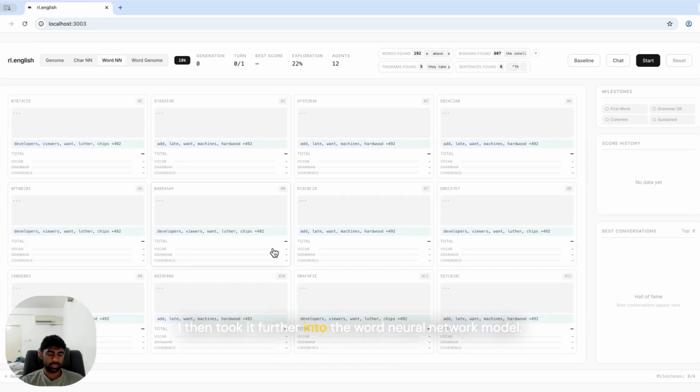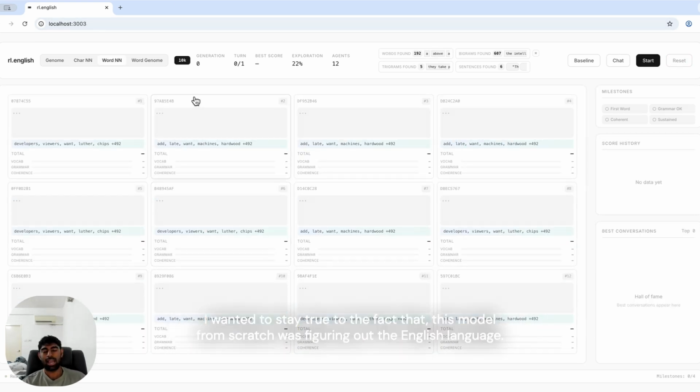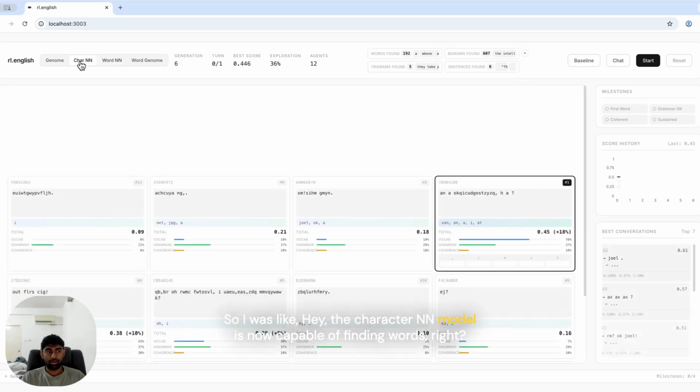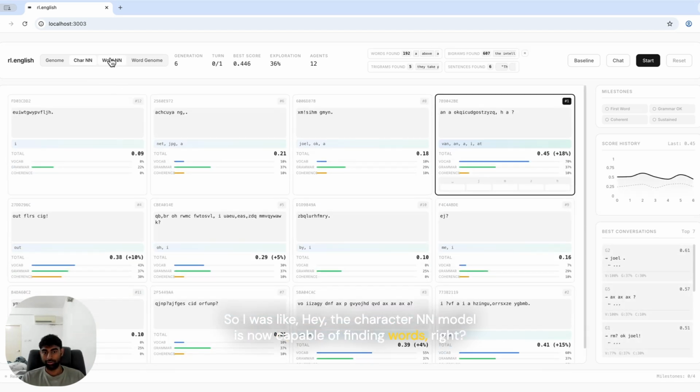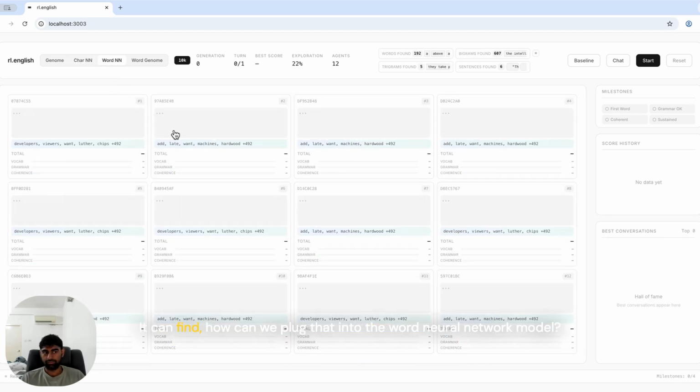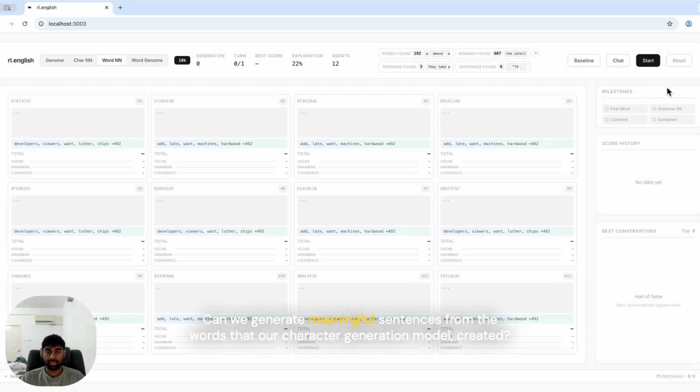I then took it further into the word neural network model. I wanted to stay true to the fact that this model from scratch was figuring out the English language. So I was like, hey, the character NN model is now capable of finding words, right? Even simple words it can find. How can we plug that into the word neural network model, which now predicts words based off previous words? Can we generate meaningful sentences from the words that our character generation model created?